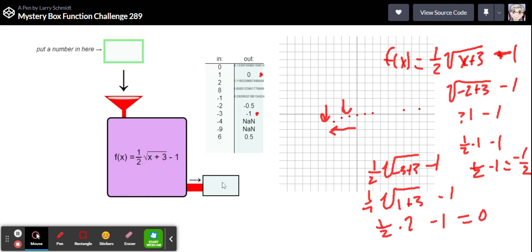Let's go ahead and reveal. Yeah, 1/2 times the square root of x plus 3 minus 1. And we can graph that, and you get that square root curve, very shallow and slowly rising as it goes off towards the right.